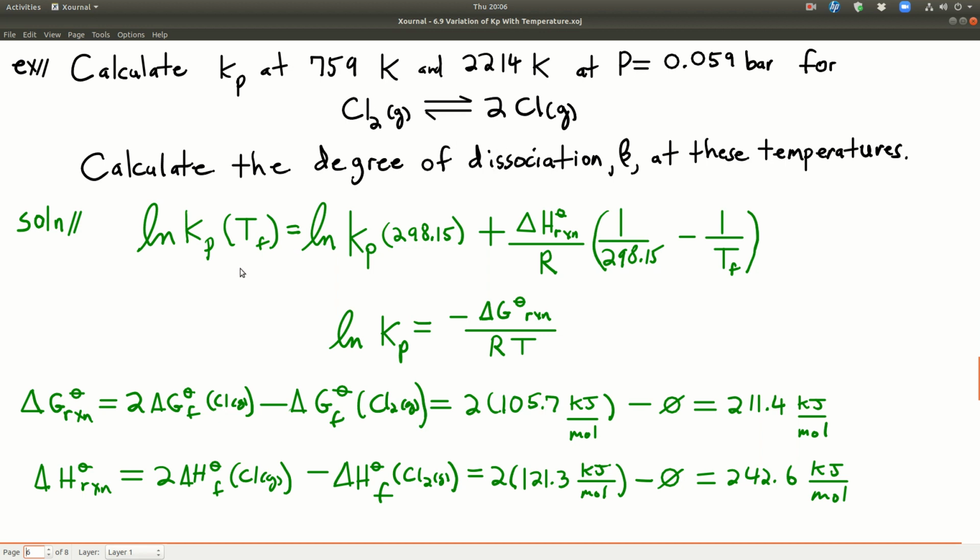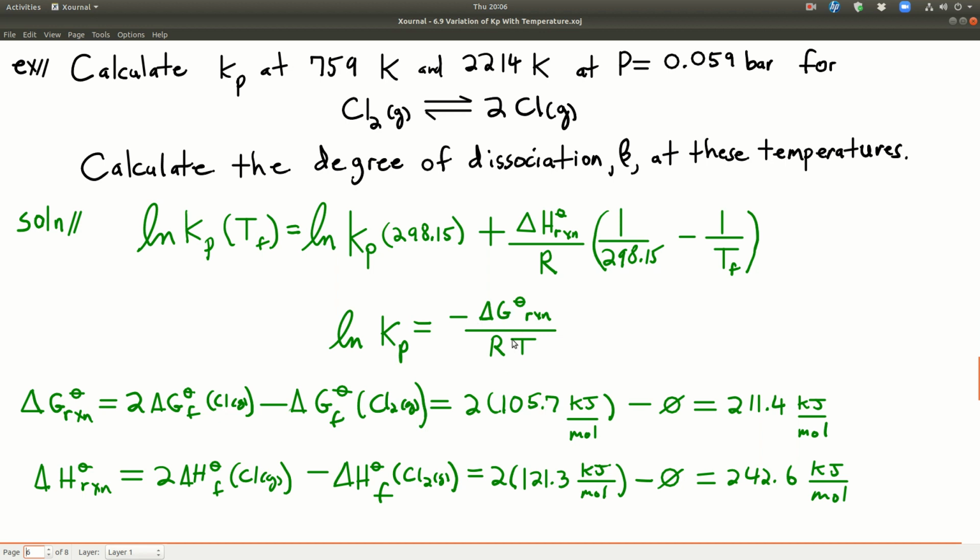So starting out, taking the integrated form, natural log of Kp at the temperature we want is equal to natural log of Kp at 298.15 plus delta H over R, 1 over 298.15 minus 1 over the temperature. We're not given Kp, but we could look it up, or calculate it, because it's just equal to negative delta G over RT.